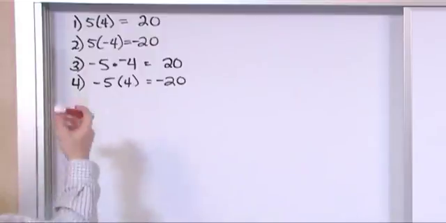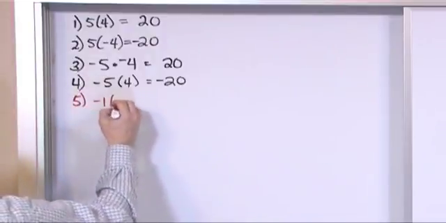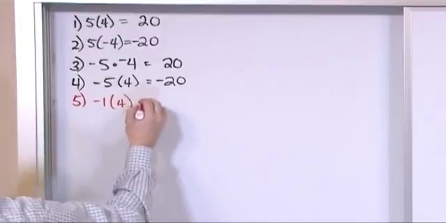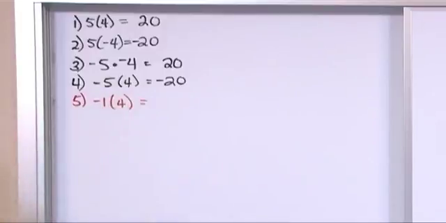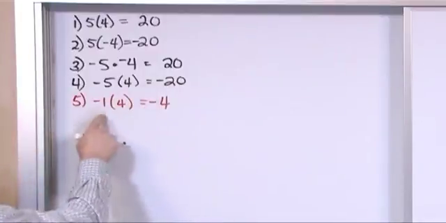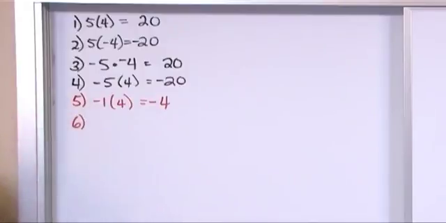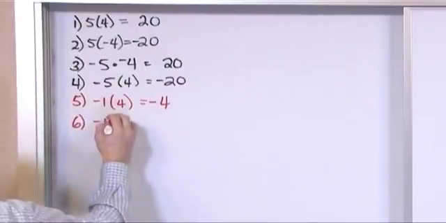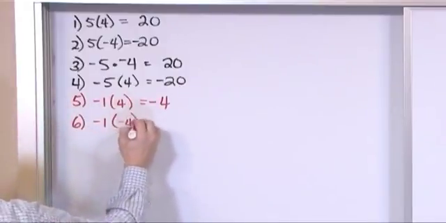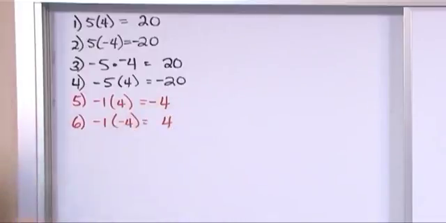So let's say for number 5, we'll have negative 1 times 4. Well, 1 times 4 does give us 4, and the answer has to be negative because the signs are different. Negative times positive. So number 6, let's call it negative 1 times negative 4. 1 times 4, again, gives us 4, and the answer in this case is positive because negative times negative gives us positive. The signs are the same.